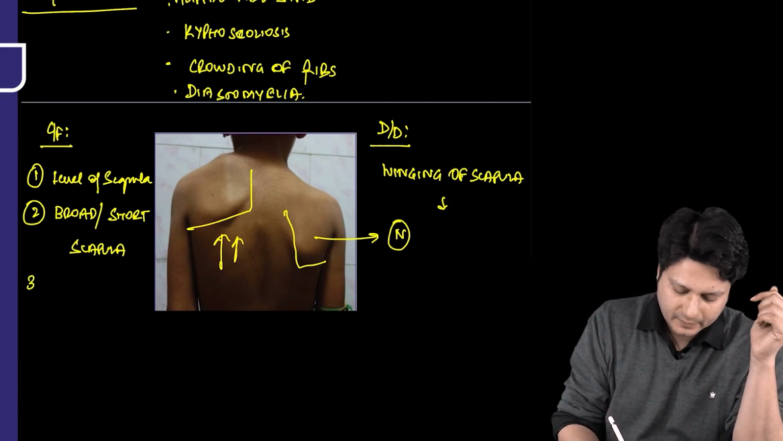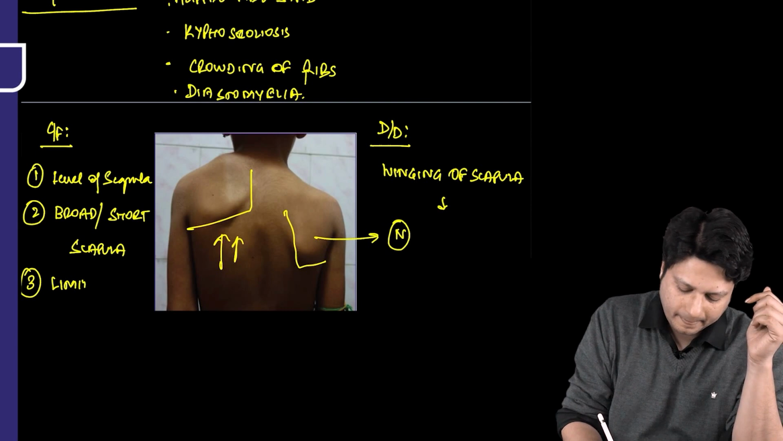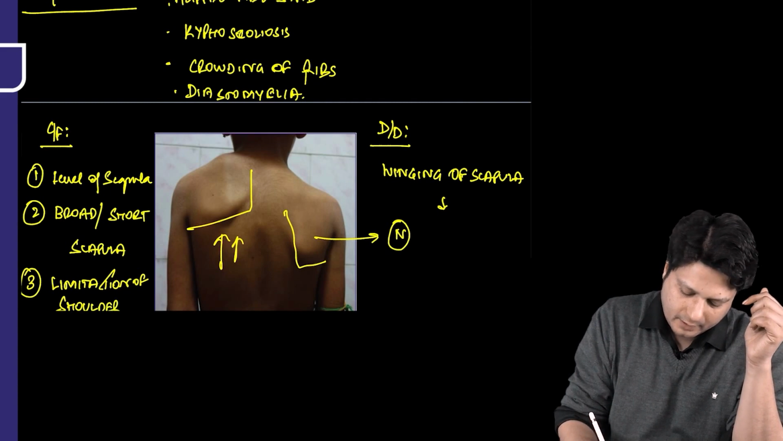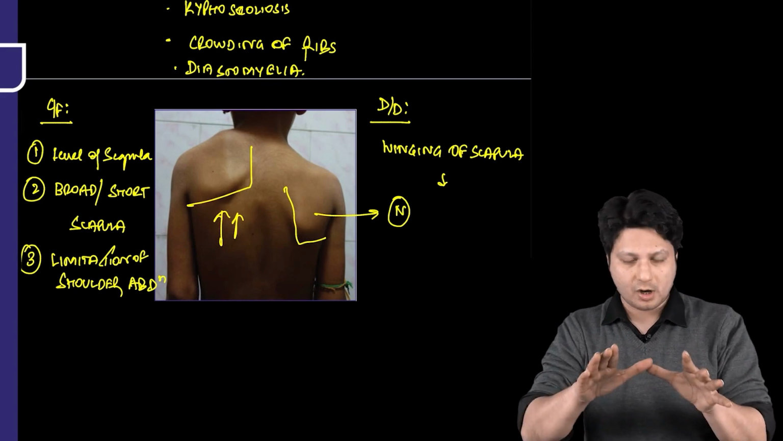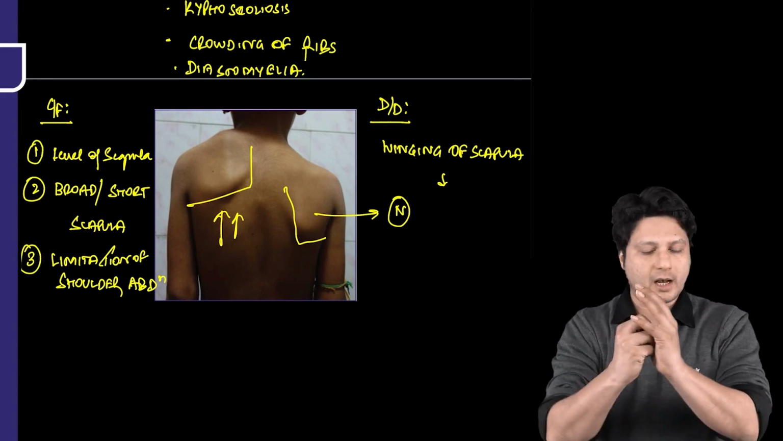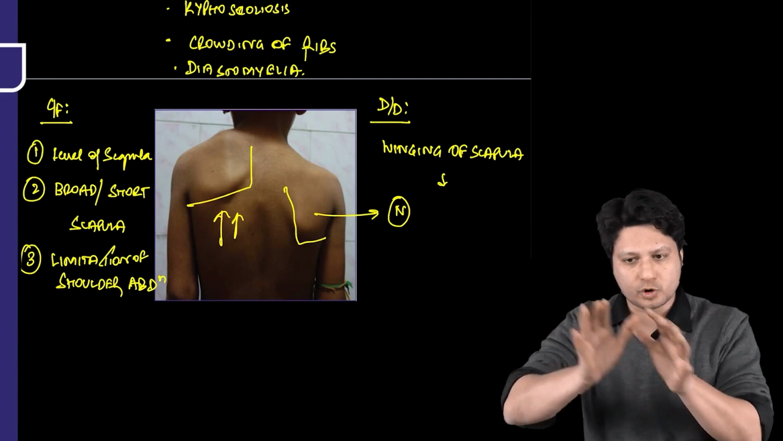And finally, there will be a limitation of shoulder abduction. So why will there be a limitation of shoulder abduction? Because up to 90 degrees, it is a pure movement happening at the level of the glenohumeral articulation.